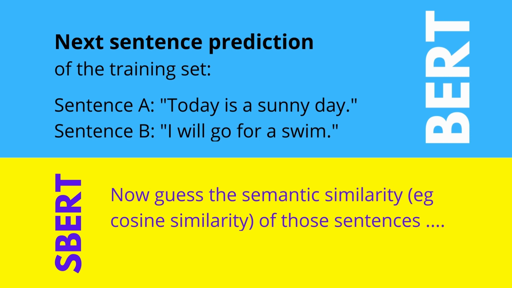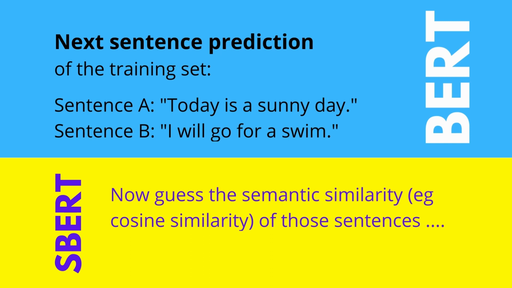And now I ask you, given sentence A and B from BERT, guess the semantic similarity, let's say in the unit of the cosine similarity of those vectors in the embedded space. How close would you call these two sentences based on a semantic similarity?